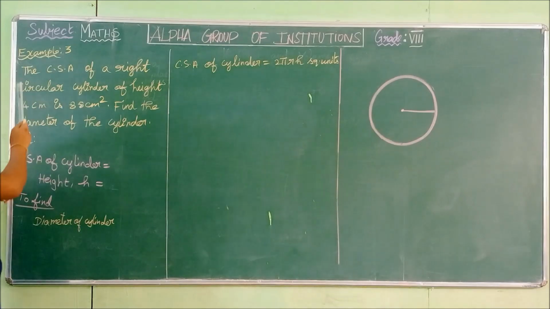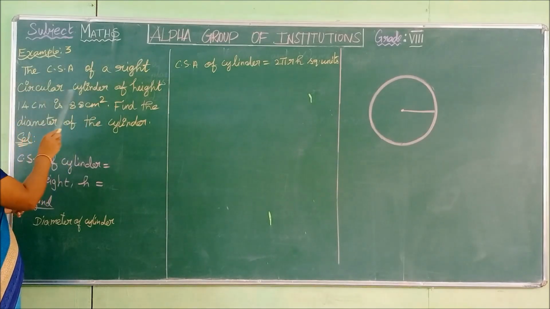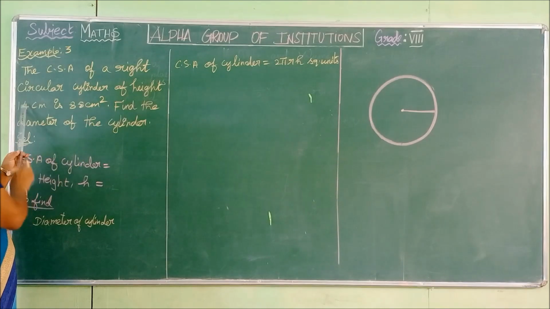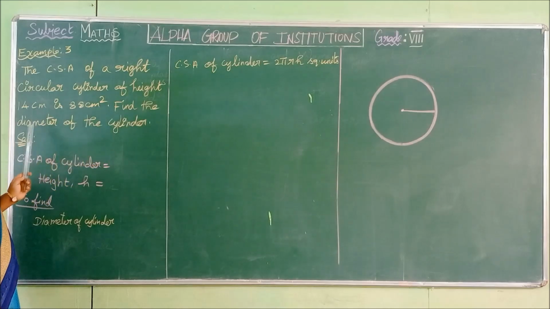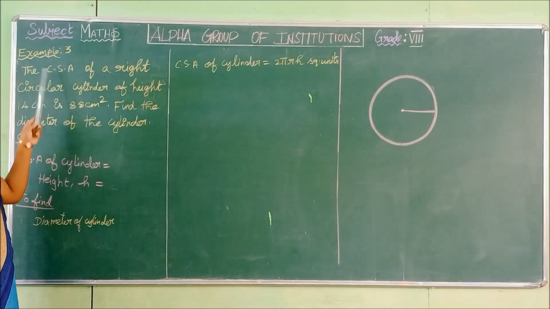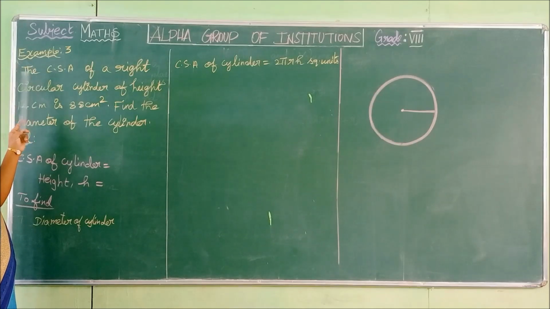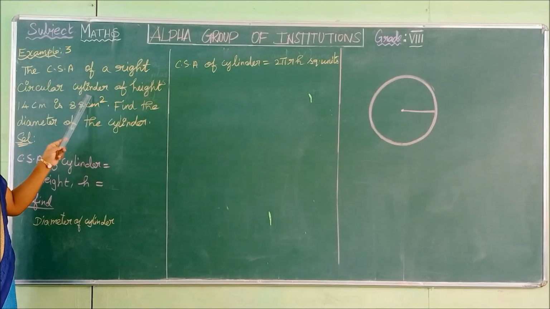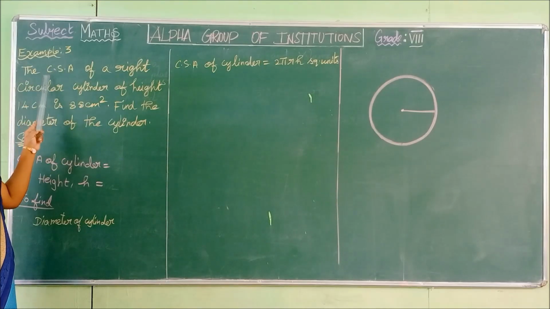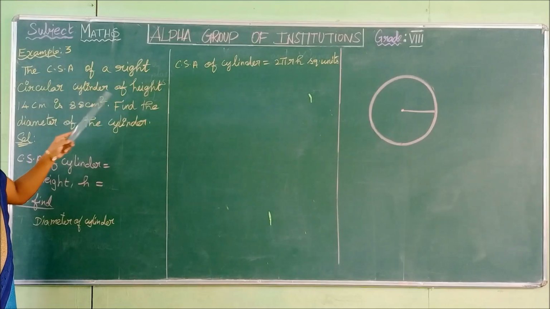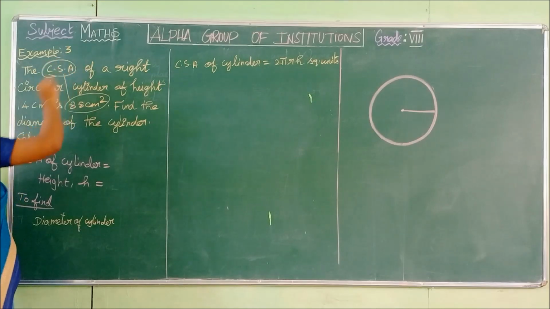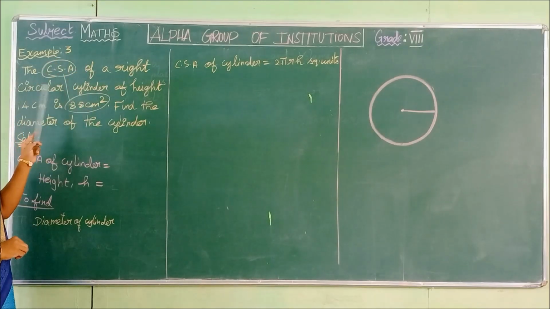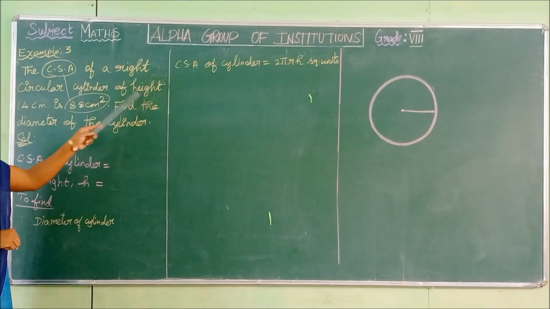Example 3. The CSA of a right circular cylinder of height 14 centimeter is 88 centimeter square. Find the diameter of the cylinder. Once again read the question, children. In this example, what are the given data? The CSA of a right circular cylinder. It means they are giving CSA, curved surface area of this cylinder as 88 centimeter square. You have to join these two terms.